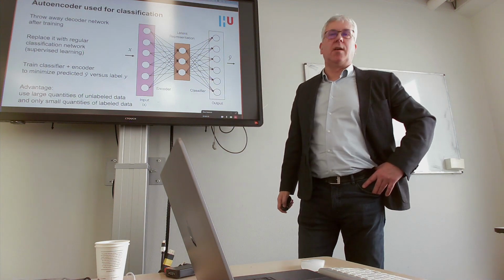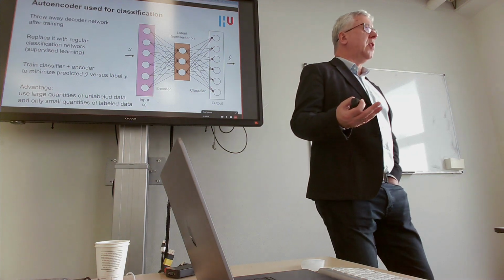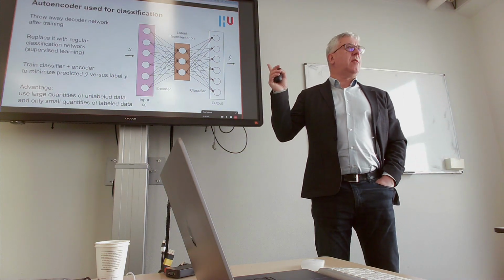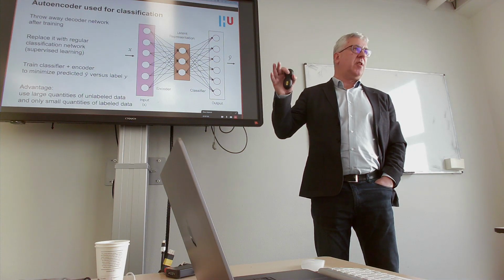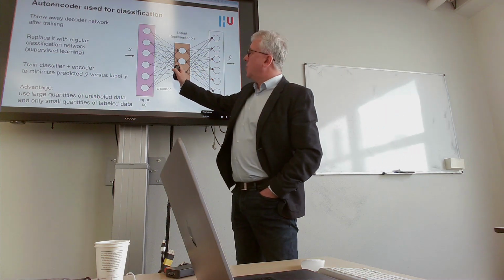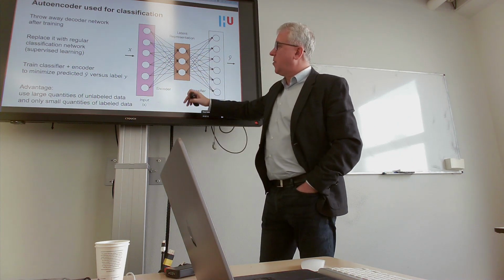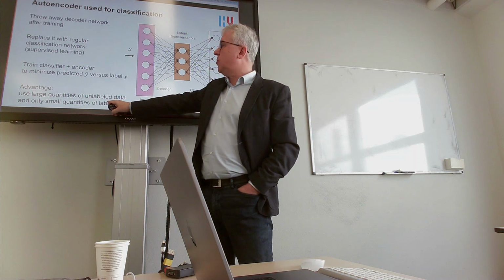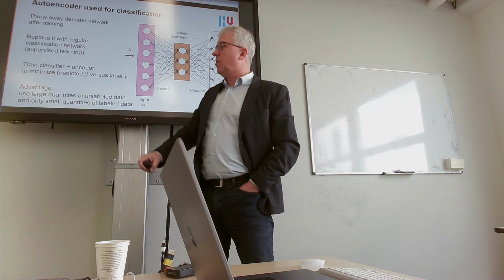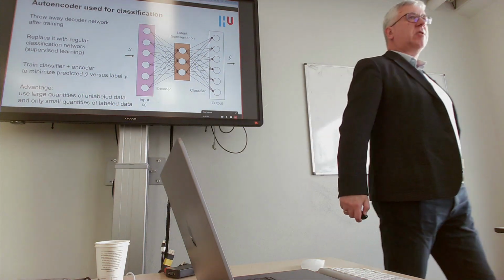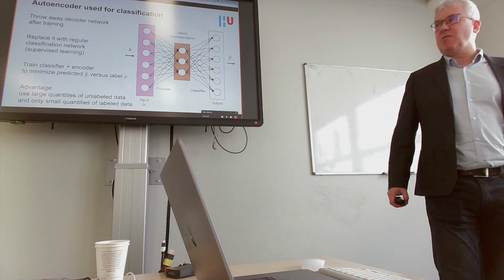And the advantage, you can ask, why do we need to do this? Well, this is one of the things we see in Stable Diffusion, which is the latest algorithm for generating pictures: to train this encoder and use these latent representations. The advantage is that we can use large quantities of unlabeled data and only small quantities of labeled data in order to use this network. That's what we see with all these generative networks.